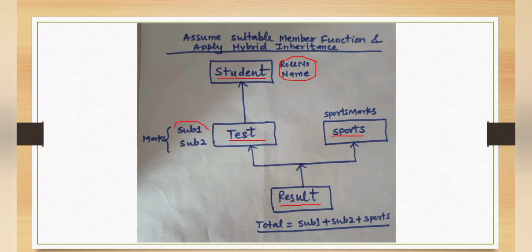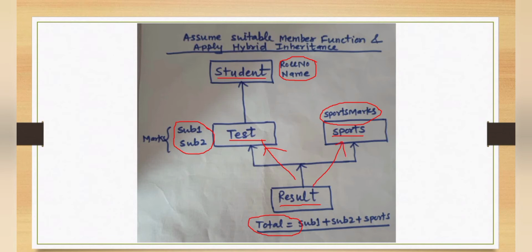The test class has these two member variables, subject 1 and subject 2 marks. The sports class will access the member variable, that is sports marks, and the result will access the addition of subject 1 marks, subject 2 marks, and the sports marks. So it is a combination of multi-level inheritance as well as multiple inheritance, right? The test class will access data from the student class, and the result class will access data from the test class as well as the sports class both.